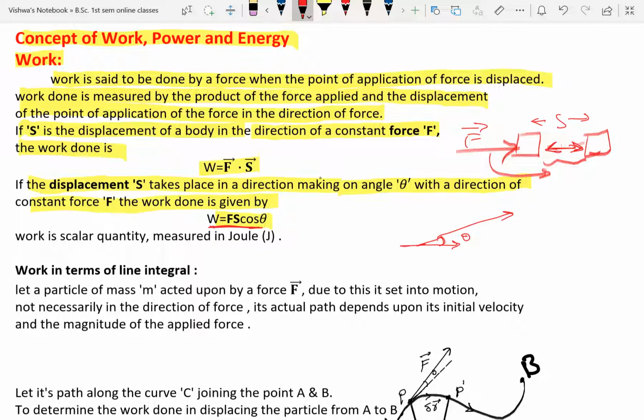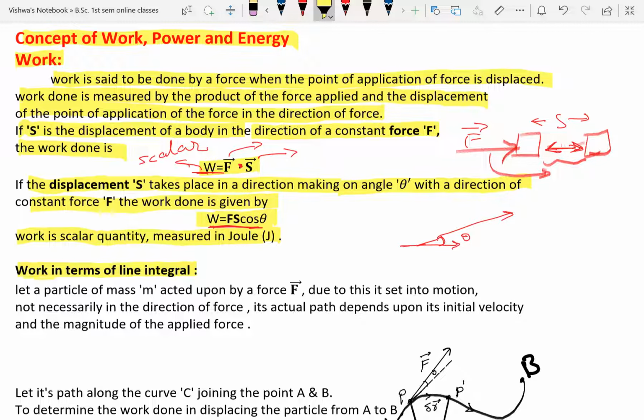Here force is a vector quantity, displacement is also a vector quantity, but the operation is a dot product, or we call this the scalar product, so that this work done W is treated as a scalar quantity. So work is a scalar quantity and is measured in joule. The unit of work is joule. Now, work in terms of line integrals. The general expression of work is F S cos theta.